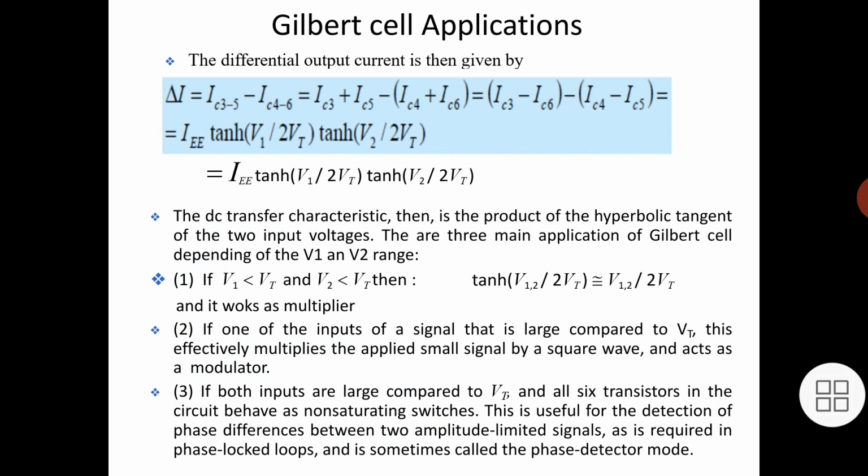And the differential output current is given by delta I equal to (IC3 plus IC5) minus (IC4 plus IC6). That is IEE tanh(V1 by 2Vt) into tanh(V2 by 2Vt). And if V1 is much less than Vt and V2 is less than Vt, then tanh(V1 by 2Vt) is approximately V1 by 2Vt, and it works as a multiplier. If one of the input signals is large compared to Vt, this effectively multiplies the applied small signal by a square wave and acts as a modulator.